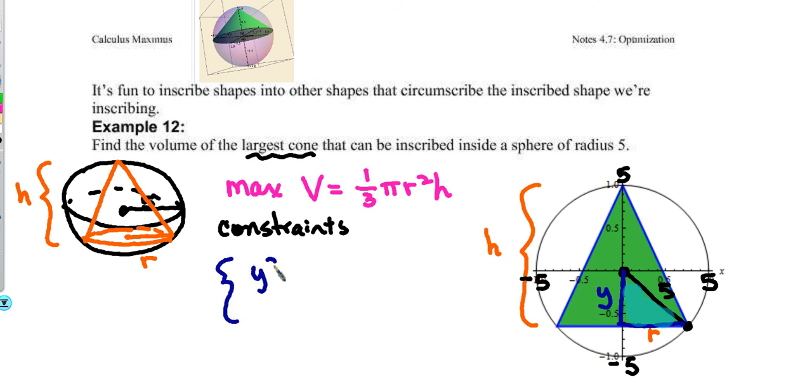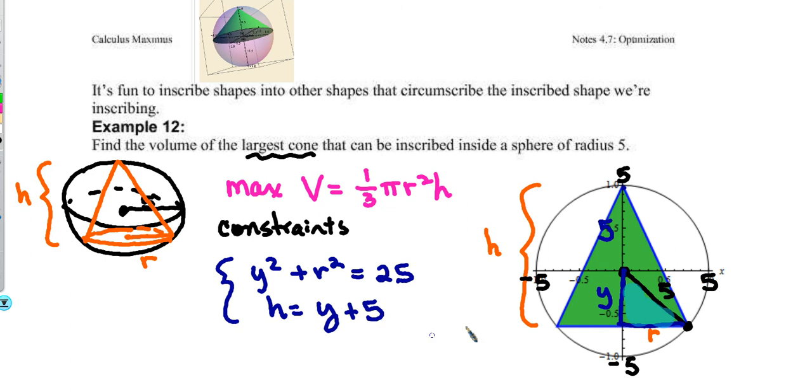So y squared plus r squared is equal to 25. Then I look at h and think, is there any way to get h related to y? Remember that the distance from here to here we also know, because that's going to be my constant of 5. So as soon as I put that on the picture, do you see that you do have a relationship between h and y? h is equal to y plus 5.